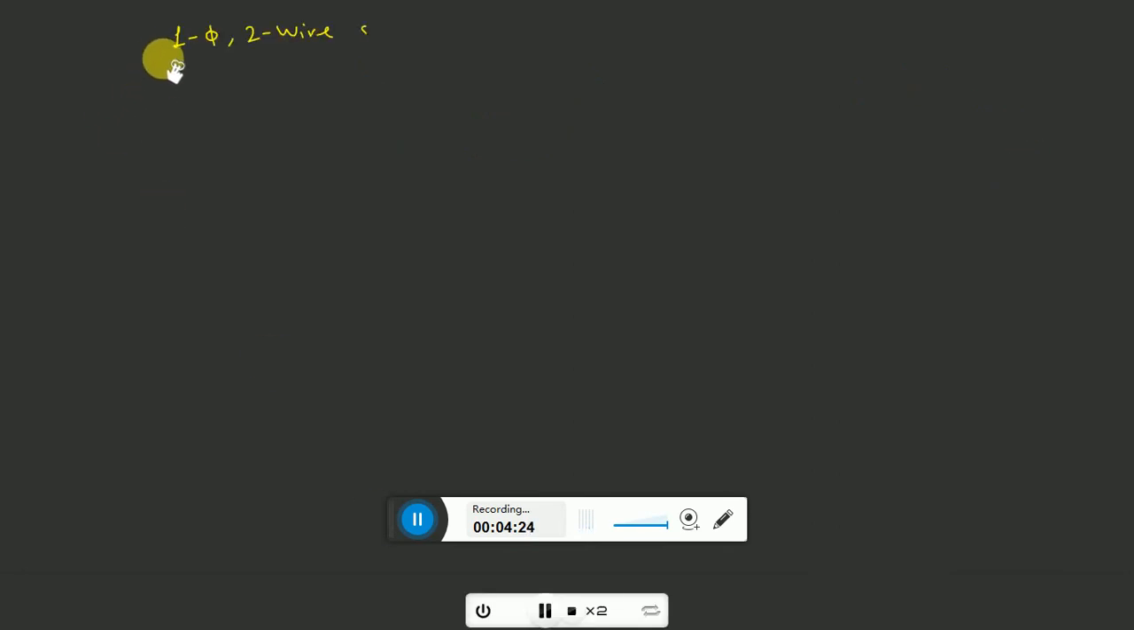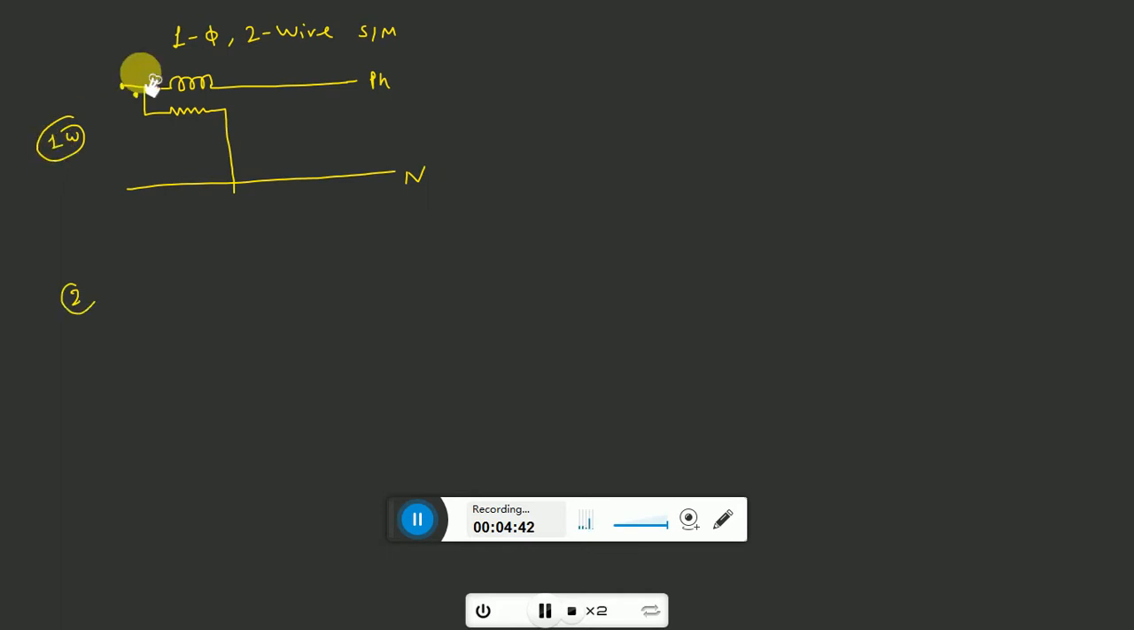So here I draw a single phase 2 wire system. This is your single phase. This is your current coil and this is your potential coil. This is line or phase and neutral. Here we use a single wattmeter method in single phase power. This is your single phase 2 wire system. In a single phase 2 wire system we use 1 wattmeter to calculate power.